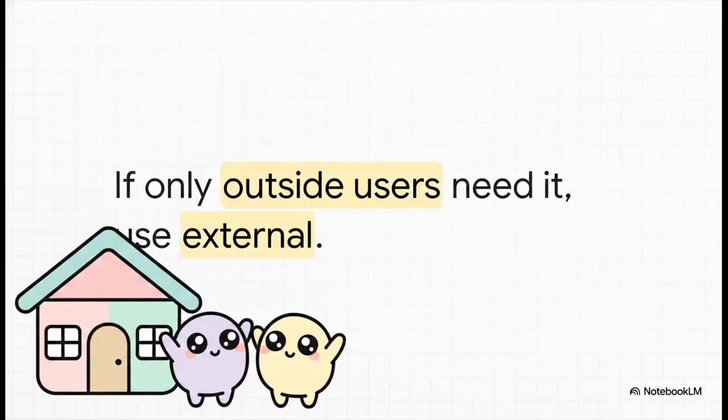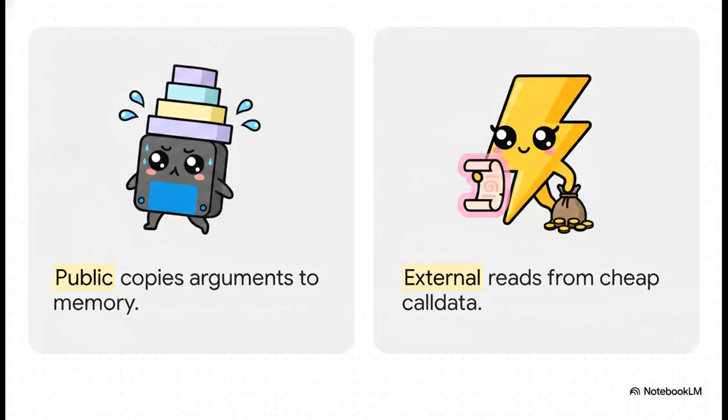So, here's the second branch of our decision tree. Only users and other contracts? Go external. If it's strictly for the outside world, this is always your go-to modifier. Now, you might be wondering, why not just use public for everything outside? Well, here's the hidden mechanical advantage: gas efficiency.